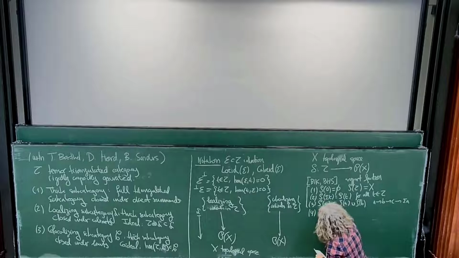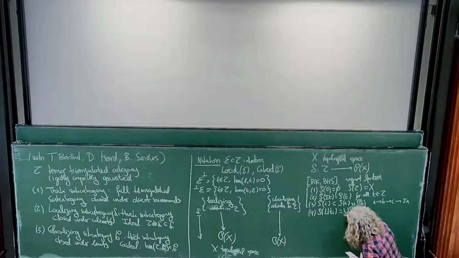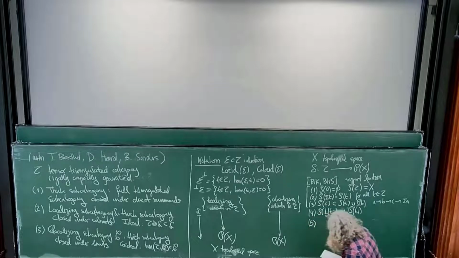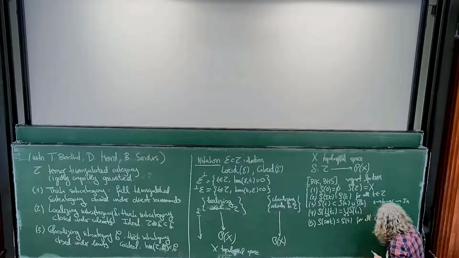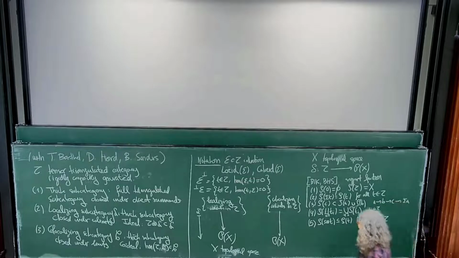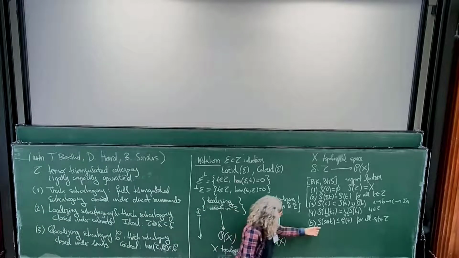Then the support of a coproduct, sorry, of the coproduct is the union of the supports, and then the last one has to do with the symmetric structure, for all x and t. Okay, this one has to do with being closed under limits, and the last one with being an ideal.